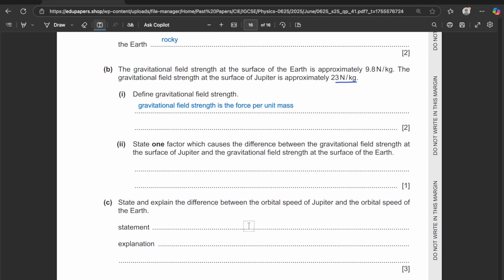To state one factor which causes the difference between gravitational field strength at the surface of Jupiter and the gravitational field strength at the surface of the Earth, it is the mass of those planets themselves. So you can write mass of the planets.